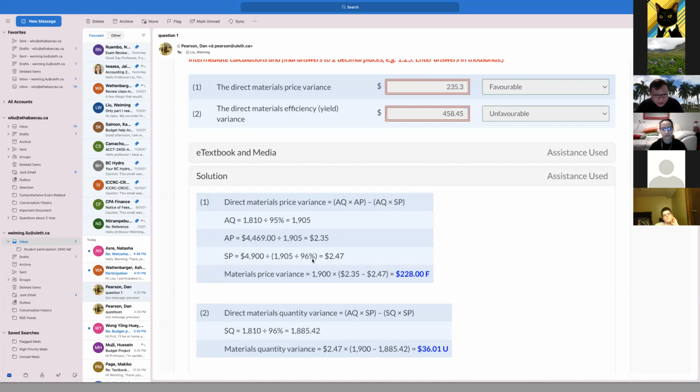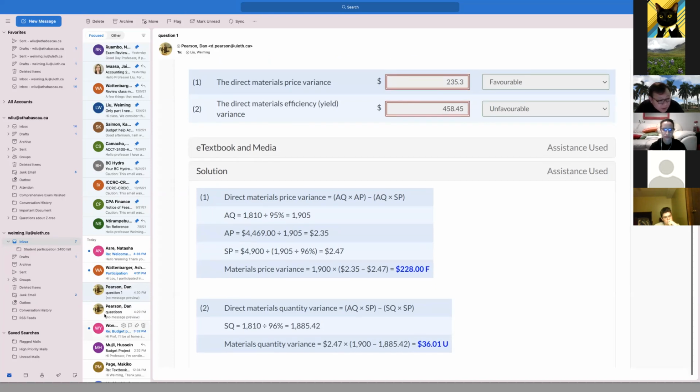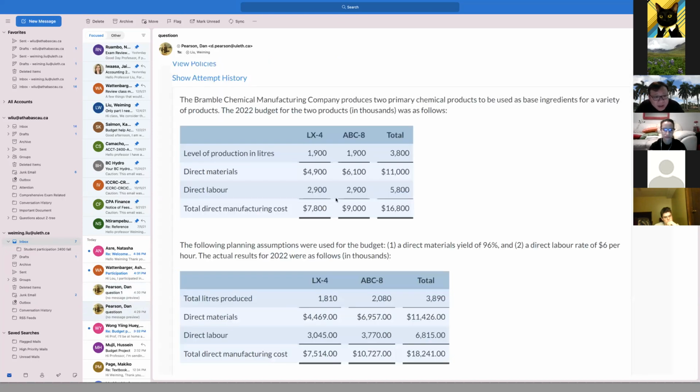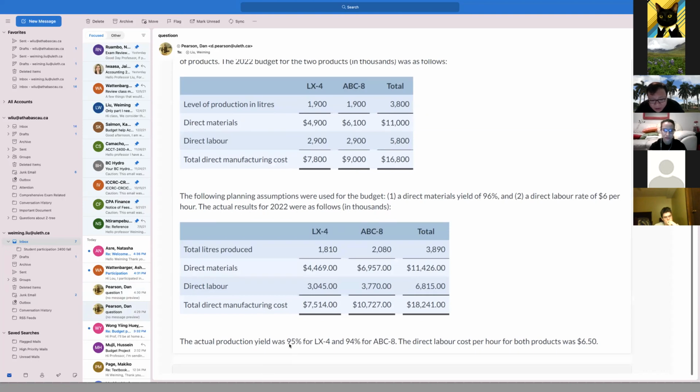But here, basically we are saying the waste rate, you can have a standard. What's the standard here? Just give me a second. The standard here is 96. That's the standard. The actual was 95 or 94. Does that make sense? So 96 is the standard rate, but the actual rate is 95 and 94.